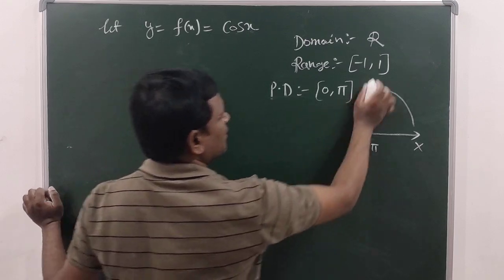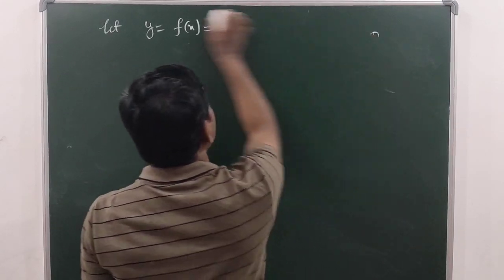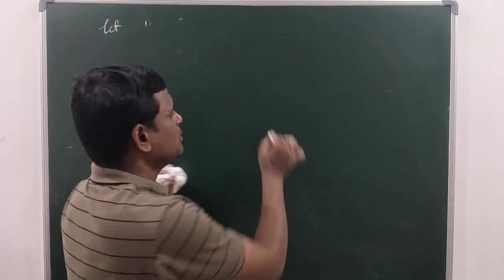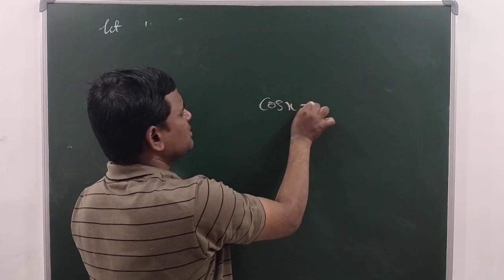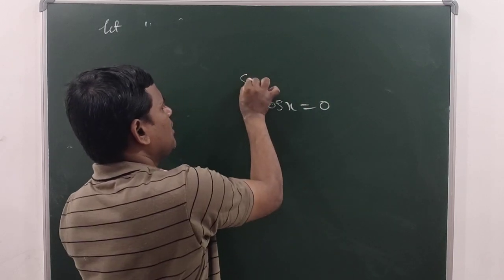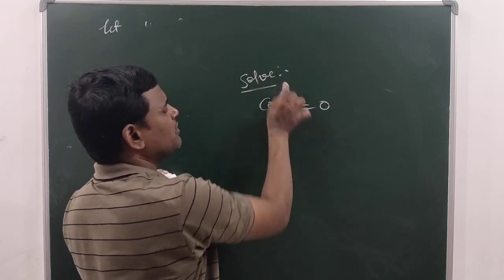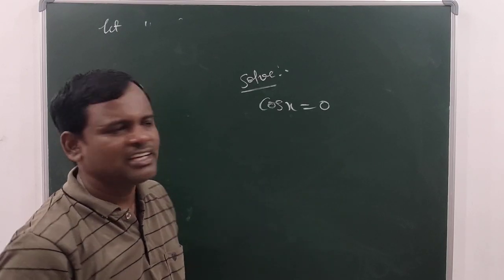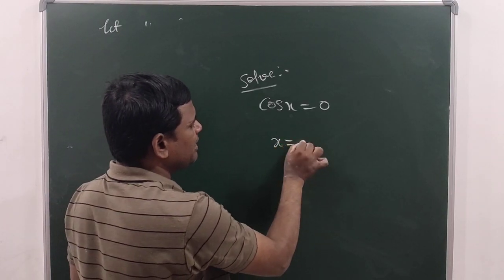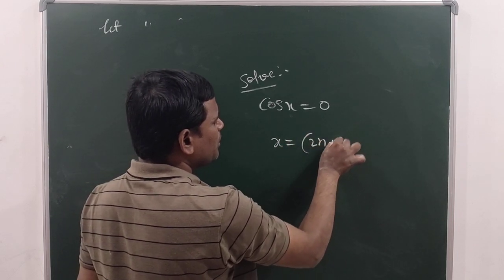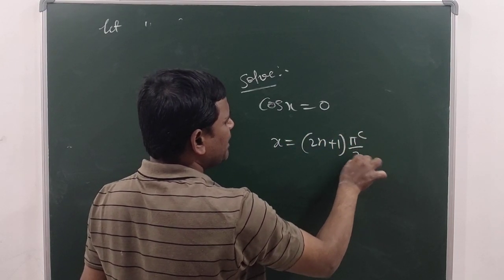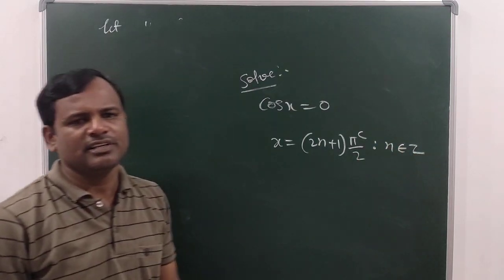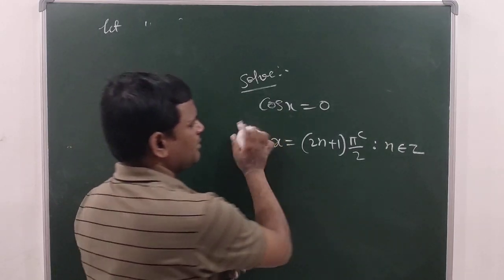So observe this graph, where it attains the value 0 at odd multiples of 90. So if cos x is equal to 0 is given, what do you comment on the general solutions of x? The curve of cos x intersects the x-axis at odd multiples of 90, so x equals (2n plus 1) times pi by 2, where n belongs to integers. Okay, right.